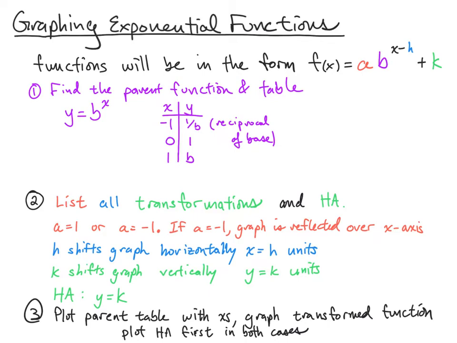So we want to find the parent function in table. That should feel very familiar from the last few exercises we did. We want to list all the transformations and the horizontal asymptote. Oh yeah, exponential functions have asymptotes.